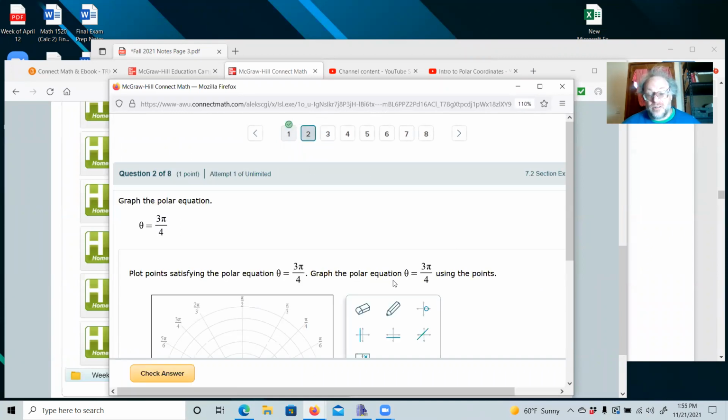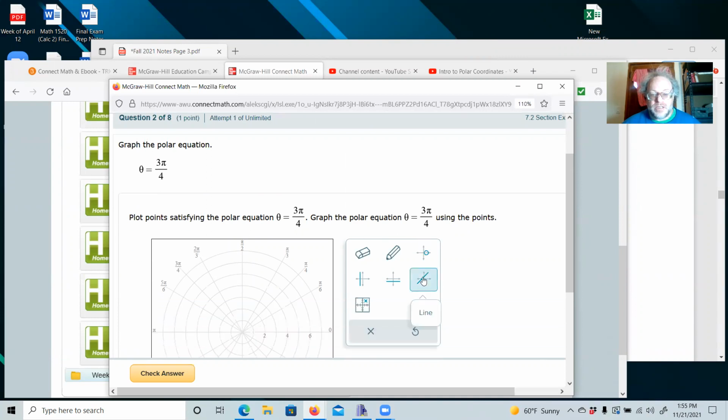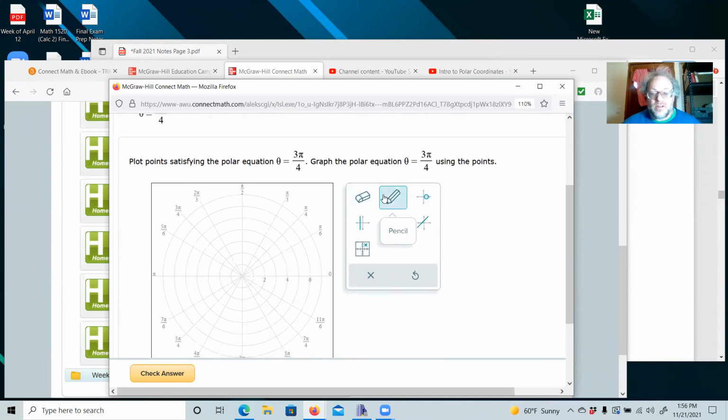We'll do this one too because it's a little weird. Okay. Plot points theta equals 3 pi over 4. Graph the polar equation theta equals 3 pi over 4. So let's go ahead and graph some stuff. We have 3 pi over 4. Now, what if r is equal to 1? That'd be here. That's 2. That'd be here. If r equals 2 and theta is still 3 pi over 4, still 3 pi over 4.